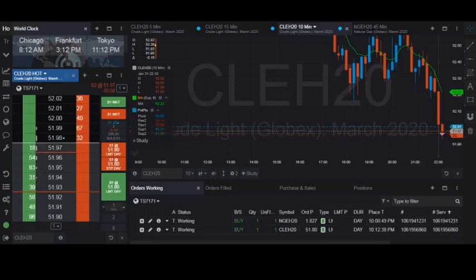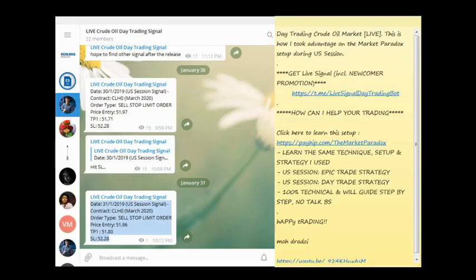So we are now live trading the crude oil market, WTI, NYMEX. At this moment we are in a short sell position based on my current signal, which is to short sell the market at 51.96 and TP at 51.80, which is about a 16 ticks target. So let's wait and see whether hopefully this will be a good indication for our price movement.